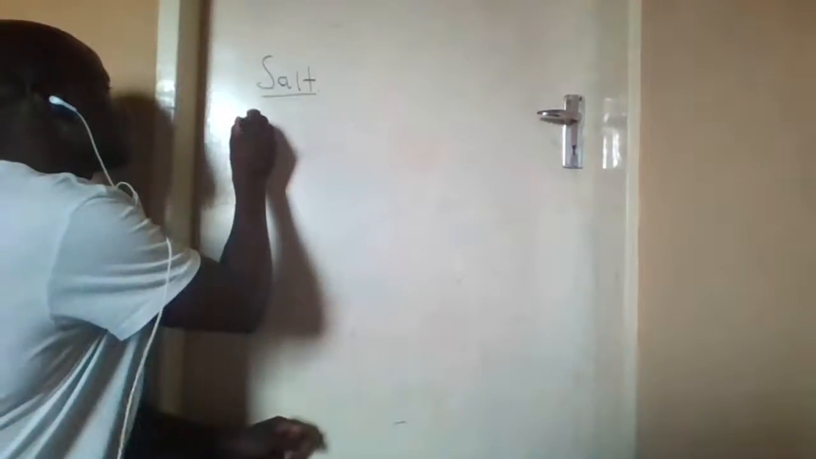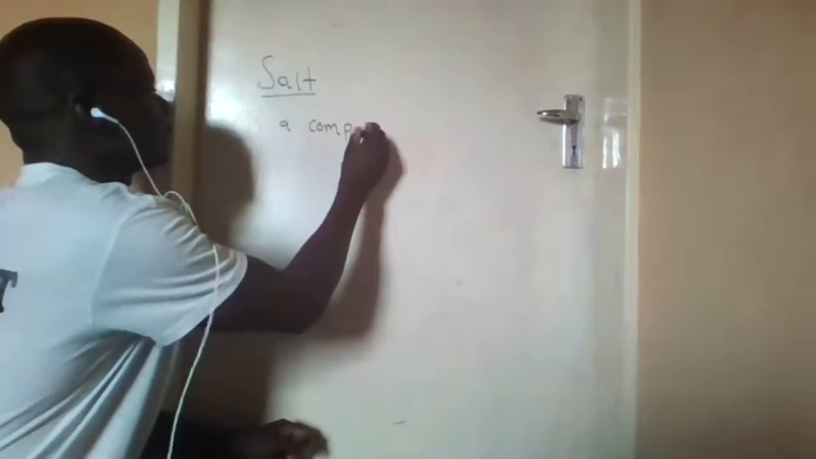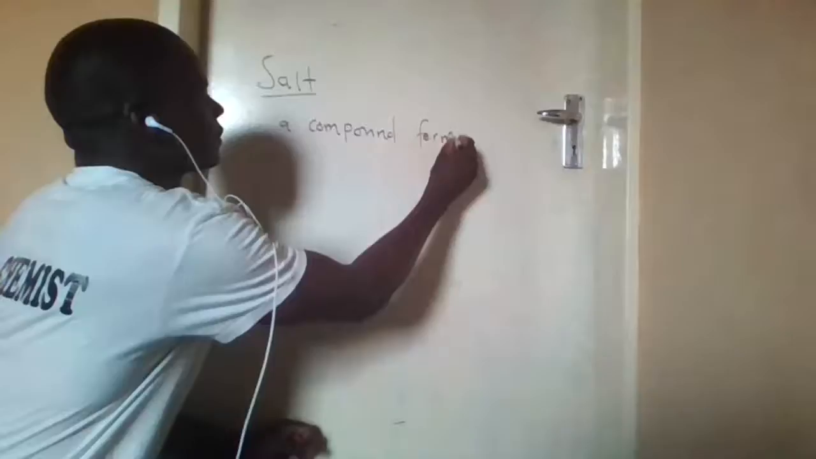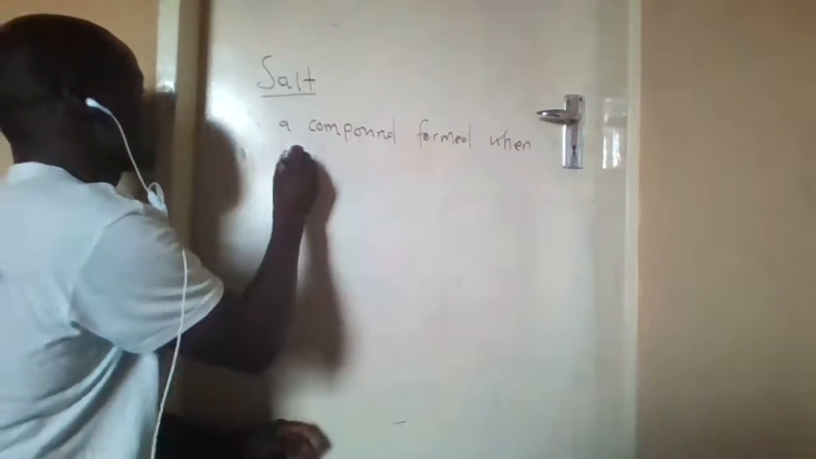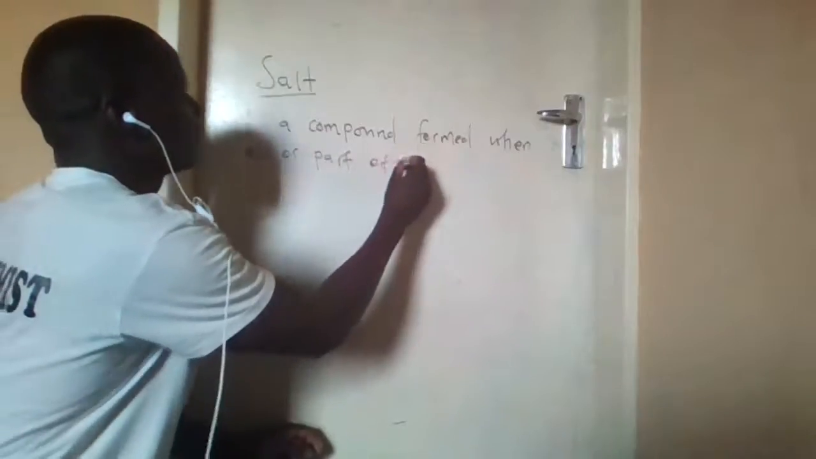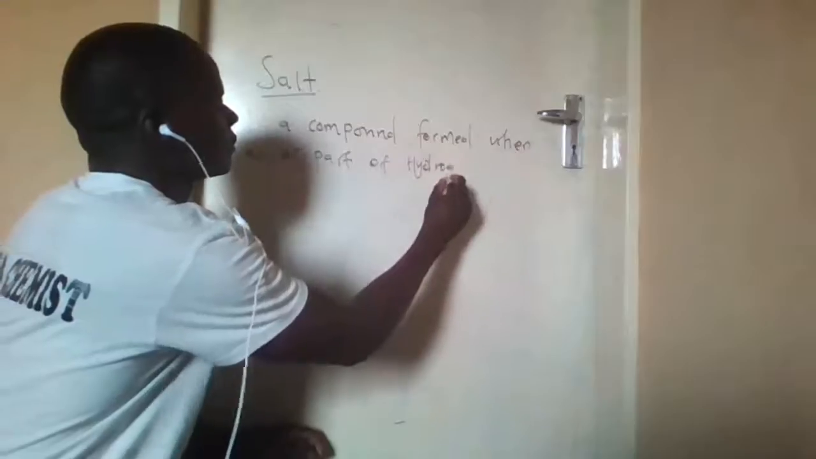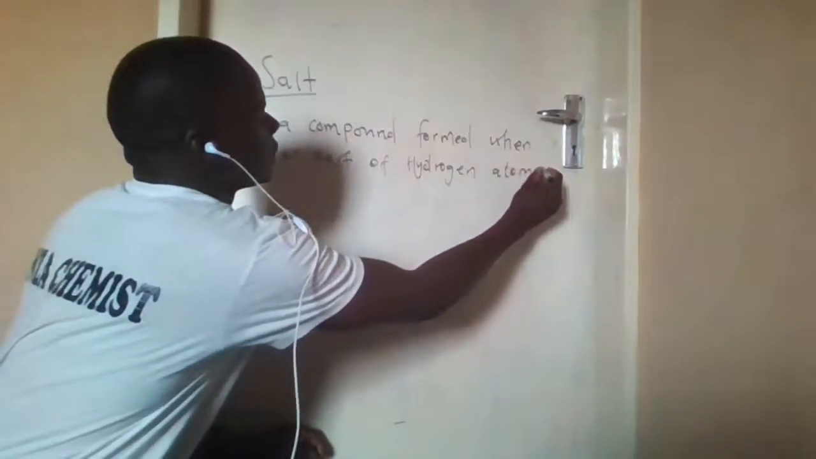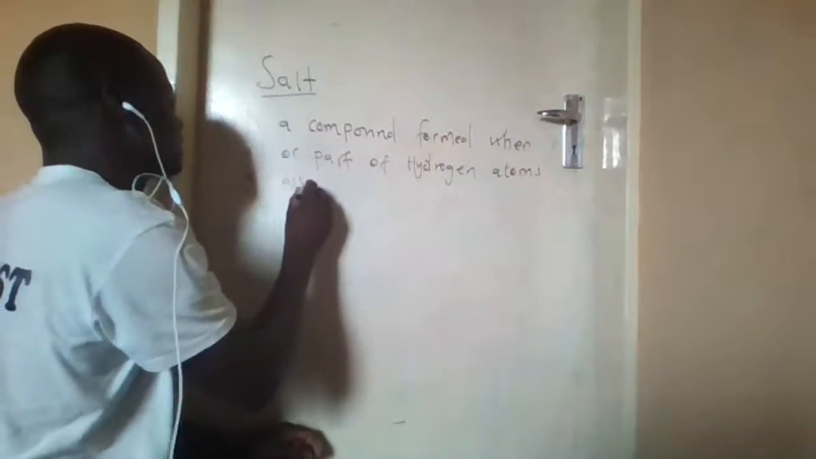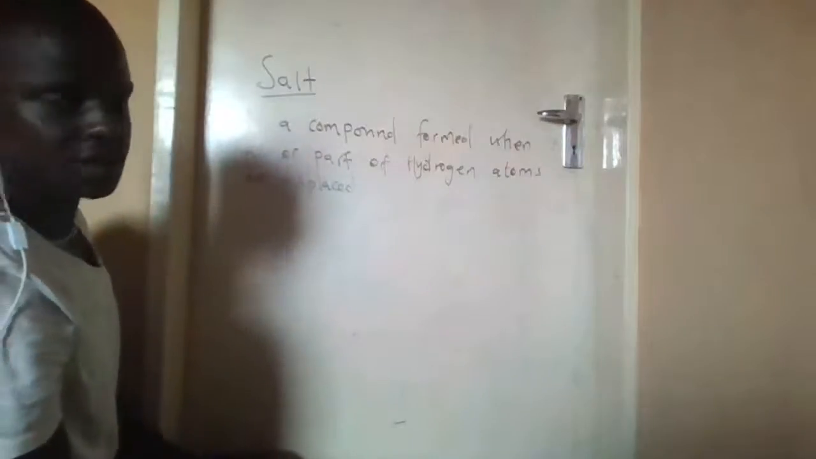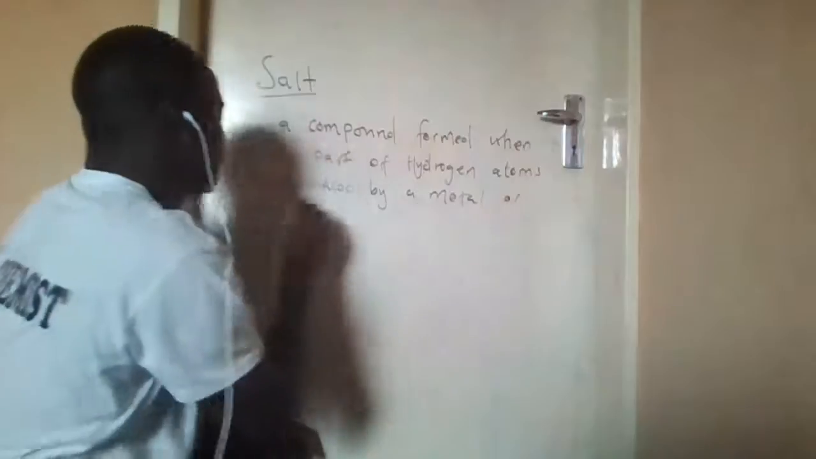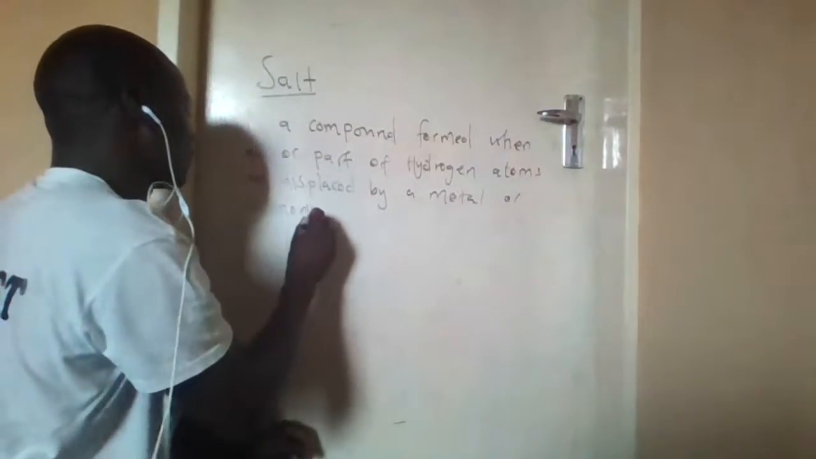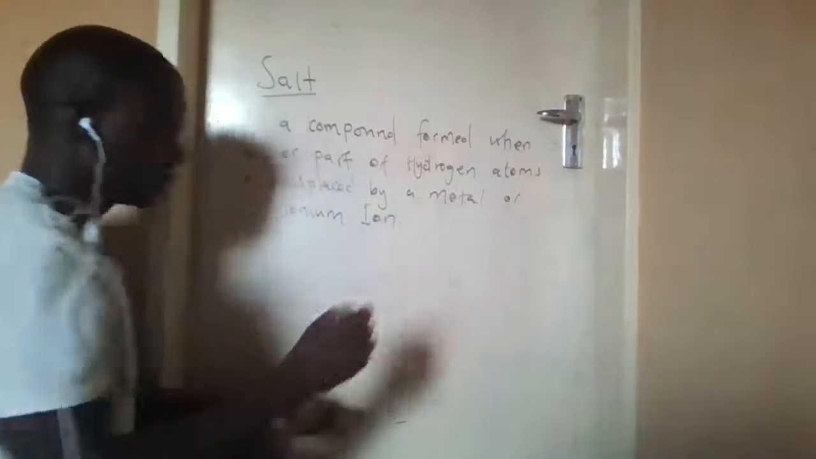Now, what is a salt? By definition, a salt is a compound formed when all or part of the hydrogen atoms are displaced by a metal or ammonium ion. So we're saying a salt.